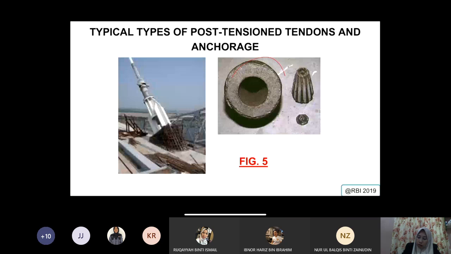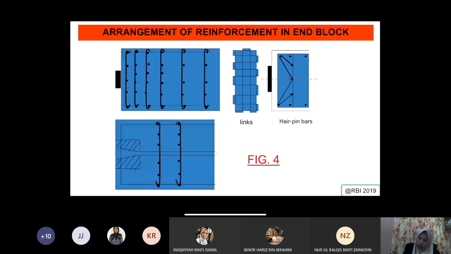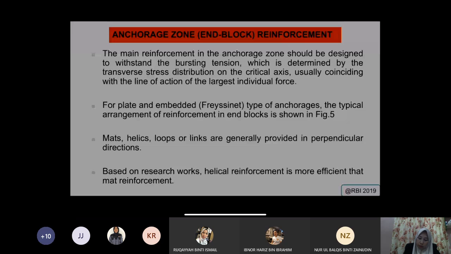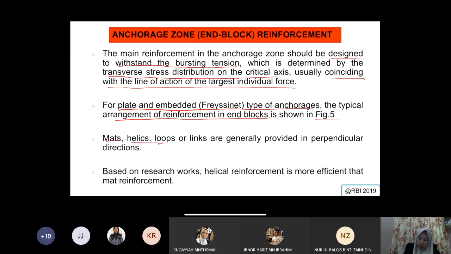You have the anchor, the wedges, and then this is the lock. You cannot really see this one, because the picture is a bit blurred. All right, so mat helix loops or links are generally provided in the perpendicular direction. I think you have seen that before. Based on research work, helical reinforcement is more efficient than mat reinforcement.